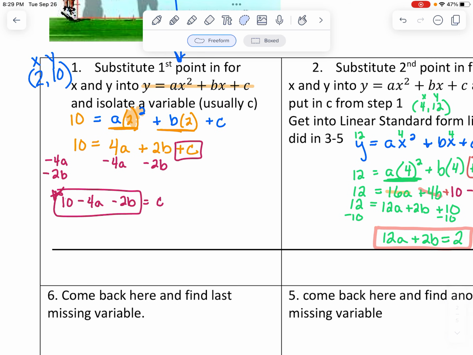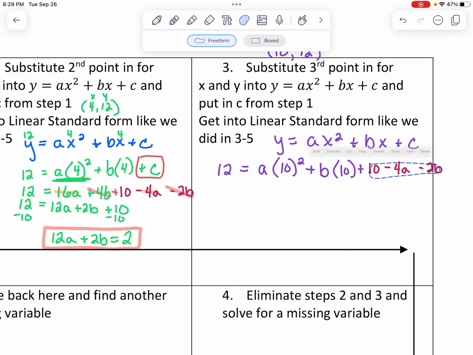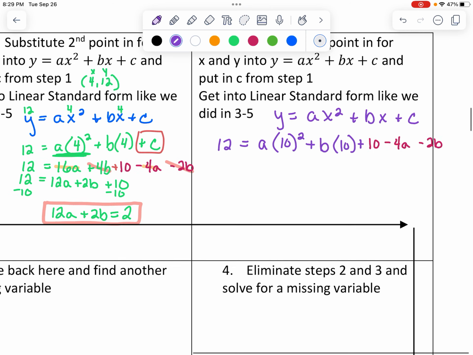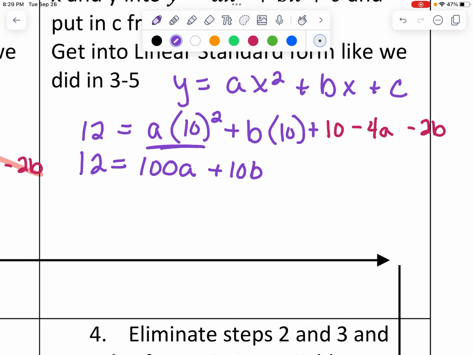So our ultimate goal is to figure out what a, b, and c are, because that's what makes a quadratic function. We have to figure out what a, b, and c are. So we're going to do that in standard form. Okay, combine our like terms. So we're going to have 12 equals, that's actually 100a, and this is 10b, plus 10 minus 4a minus 2b.